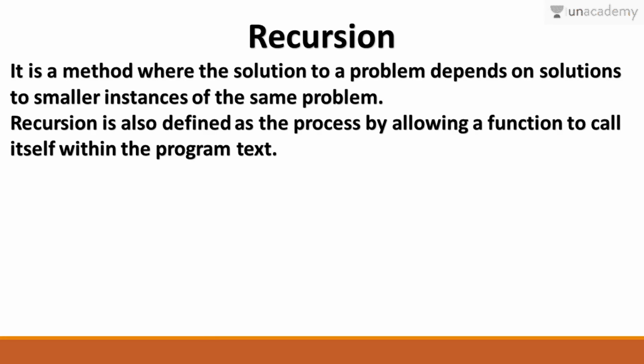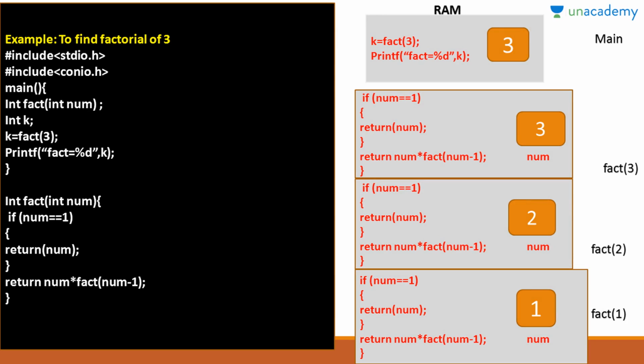Recursion is also defined as the process of allowing a function to call itself within the program text. Now let's take an example to understand recursion. I have taken an example to find the factorial of 3. Here I have written code to find the factorial of 3.